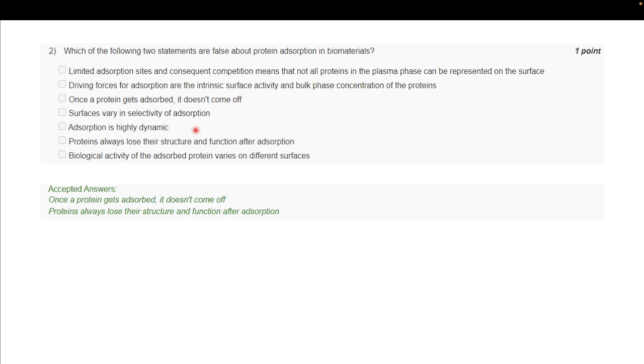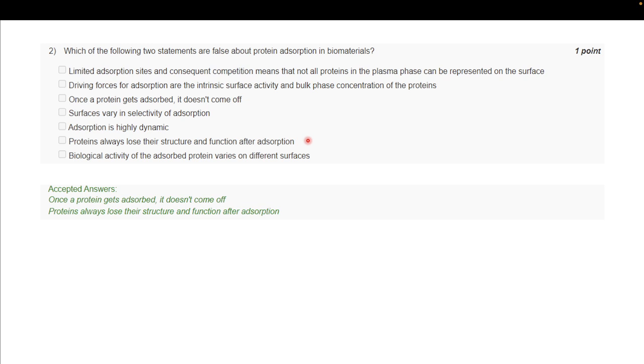Once a layer of proteins has been absorbed to a surface, it doesn't necessarily stay that way. It will keep on changing based on what proteins are now interacting with the surface. And the sixth option is, proteins always lose their structure and function after adsorption, which is also false, because not necessarily. Let's say there's a hydrophilic protein, and as you'll know, for proteins, the hydrophilic parts of the proteins are on the surface and the hydrophobic core is inside.